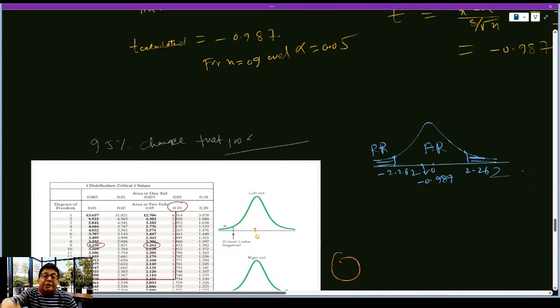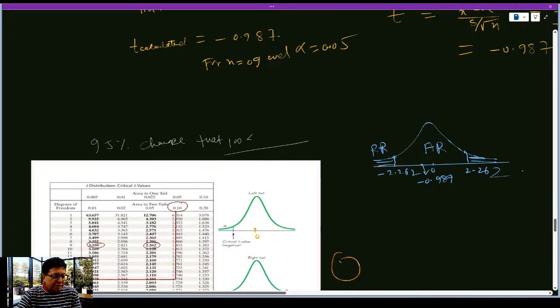So the tabulated value gives you the critical region, and that doesn't include minus 0.987. So what? We'll assume that there is no sufficient reason to reject the null hypothesis. It's true. Got the point?